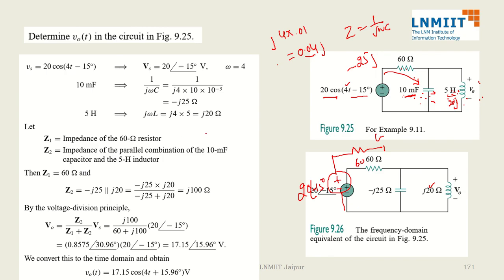So here is what we are saying. This is the impedance of the capacitor, this is the impedance of the inductor. Capacitor and inductor are in parallel, their impedance is J100. Now, what is the voltage across J100? The voltage across J100 is J100 divided by 60 plus J100, into 20 angle minus 15. And this is the voltage. This is in the frequency domain, converted back into the time domain.